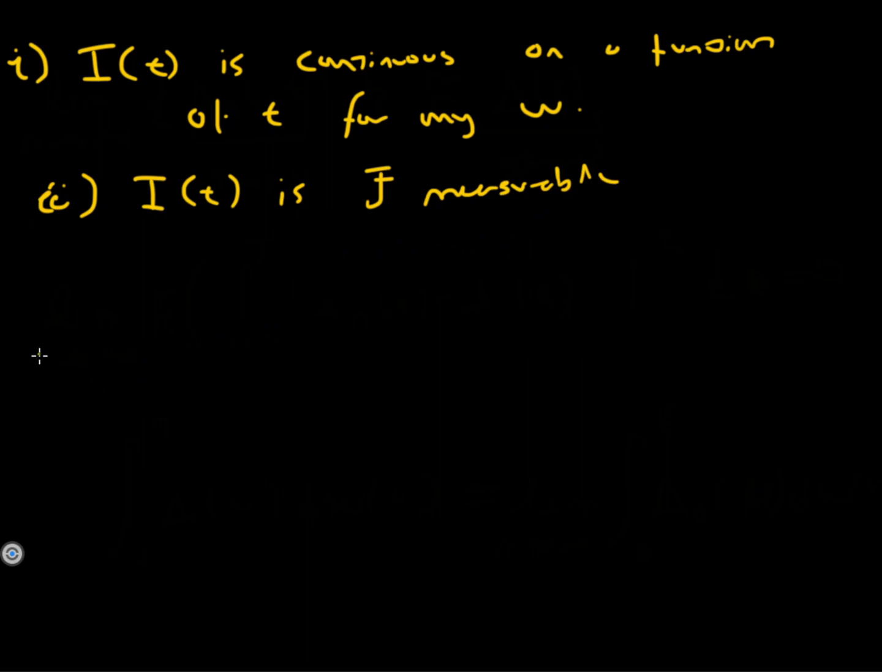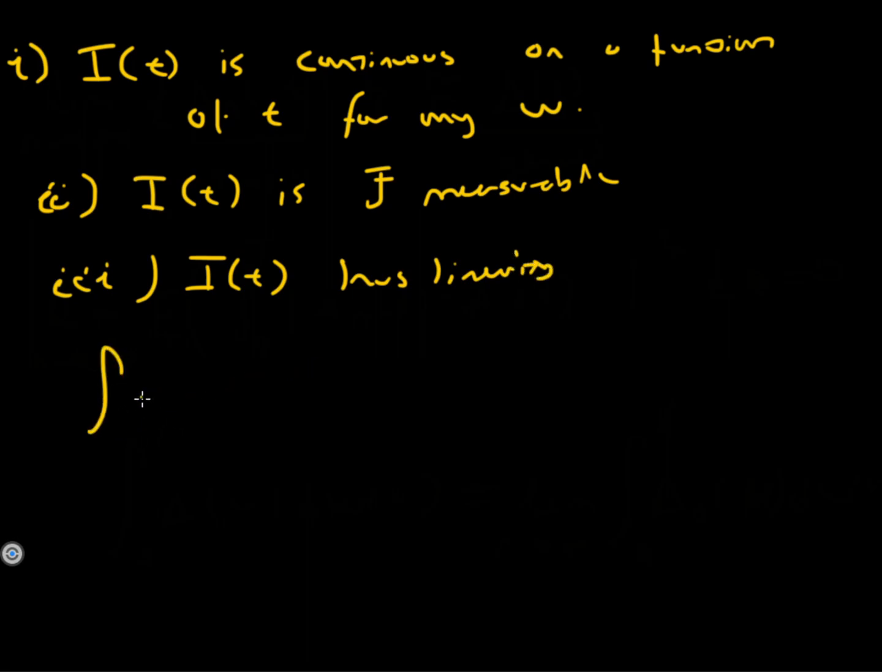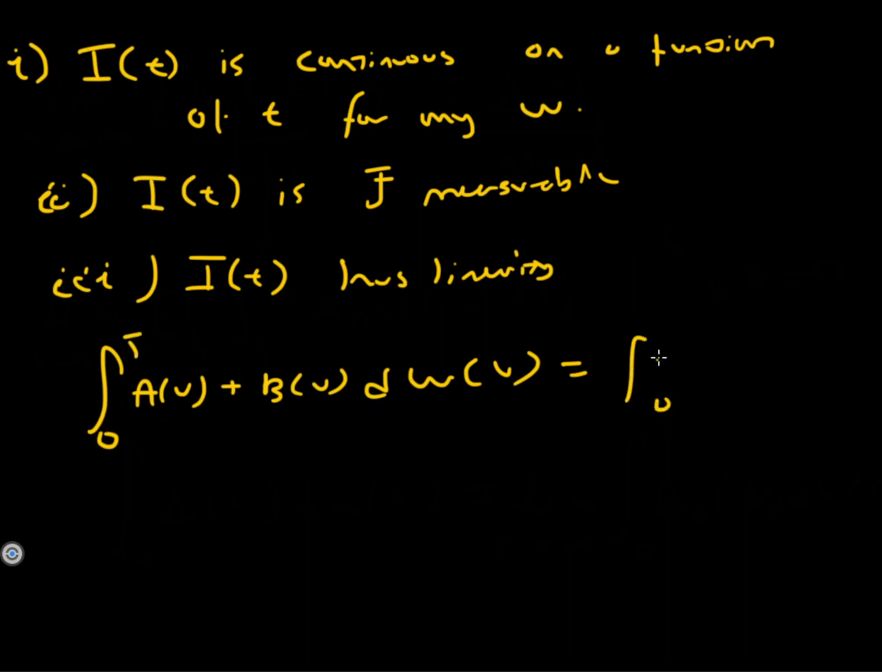The third is that it has linearity. So if we have a process A and a process B, we can separate them into two different Ito integrals.